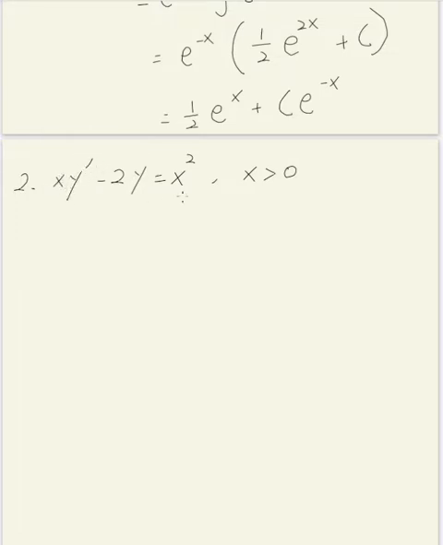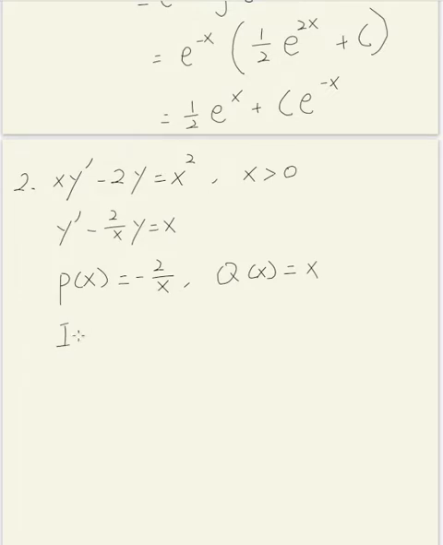So we just divide everything by x. Divide the entire equation by x. Okay? And we get y prime minus 2 over x times y equals x. So this becomes our standard form. Okay? And once again, let's find out what p and q are. P is the coefficient in front of y. Remember, note that it's not 2 over x, it's minus 2 over x. Okay? And q of x is just x.